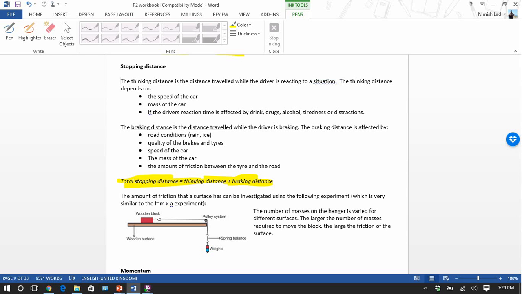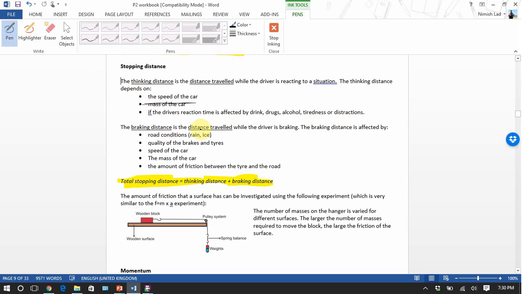So thinking distance is the distance travelled while the driver is reacting. It depends upon the speed, not so much the mass. That is a mistake there. Let me put a line through that. Not so much the mass of the car, definitely the speed of the car. The driver's reaction time is affected by things such as drinking, drugs, alcohol, tiredness, or distractions.